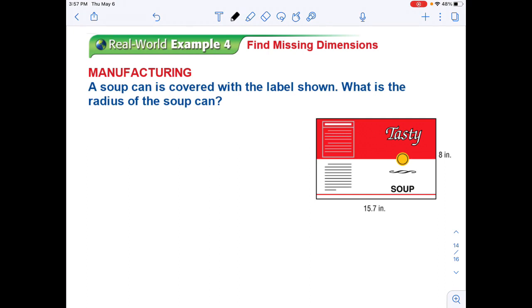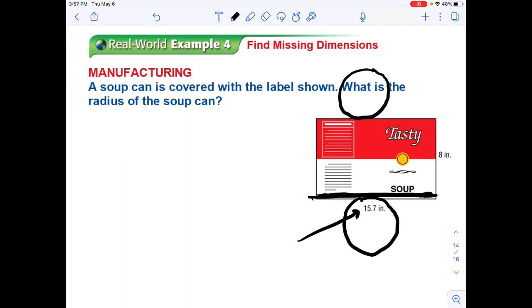In manufacturing, a soup can is covered with the label shown. What is the radius of the soup can? So, it doesn't show the whole net, but you could say, okay, there's some circles up here. This guy is actually just the circumference of the circle. So we know circumference is 2 pi r. That will equal the length of our rectangle. And we can go ahead and solve.